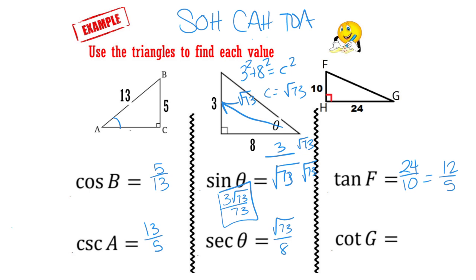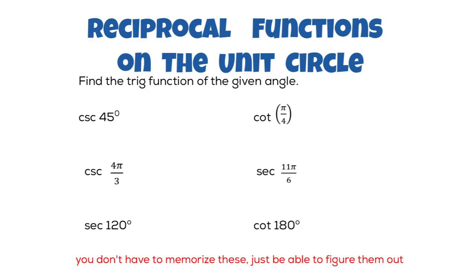Now I'm going to change it to cotangent of G. Cotangent is the reciprocal, so instead of opposite over adjacent, I'm doing adjacent over opposite from angle G. That's 24 over 10. That is not a coincidence. That actually happens all the time. Reciprocal functions of the other acute angle in the right triangle are always going to be equal to each other.